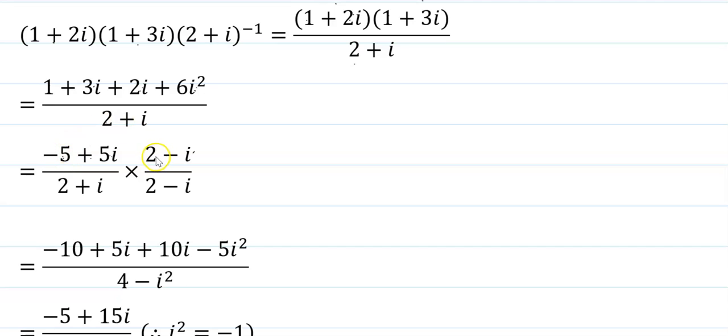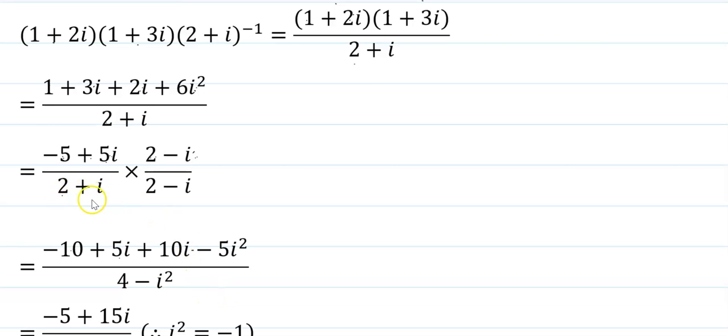Minus 5 into 2 is minus 10. Minus 5 into minus i, that minus minus will become plus 5i. Then 5i into 2, you are getting 10i. 5i into minus i, that is minus 5i square.